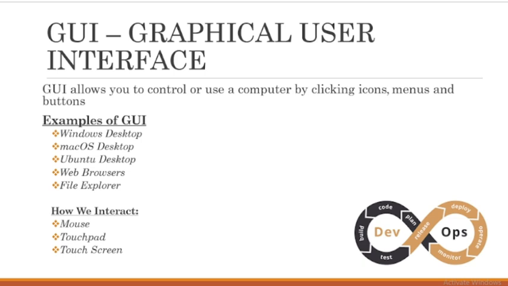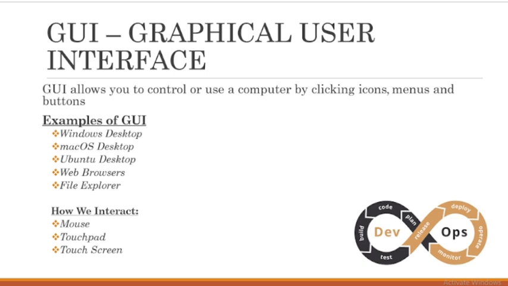Examples of graphical user interfaces are the Windows desktop, such as Windows 11, Windows 10 and Windows 8, and the Mac operating system desktop. You also have the Ubuntu desktop, web browsers, and file explorer. In all of these, you use operating systems and access applications. You click on icons, and that is how we interact with the computer.